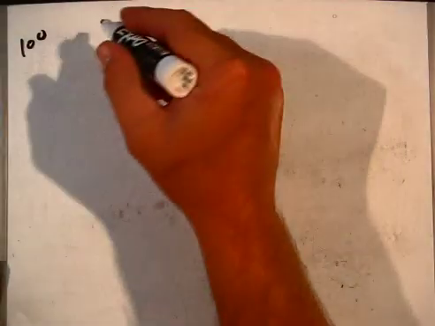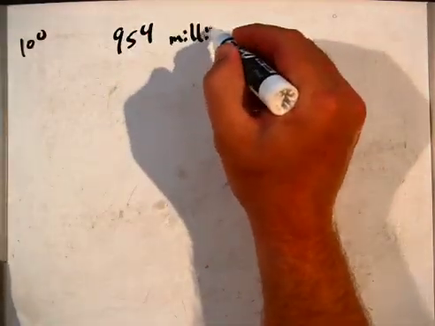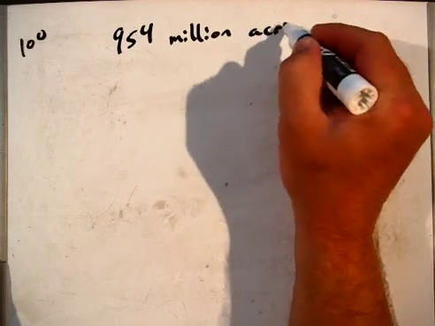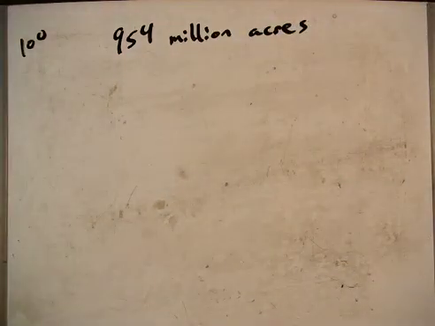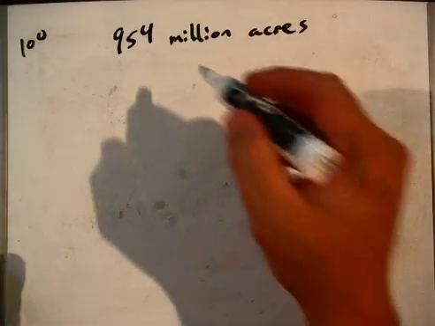This is number 100, chapter 1. The question reads that the total U.S. farmland occupies 954 million acres. How many square miles is this?